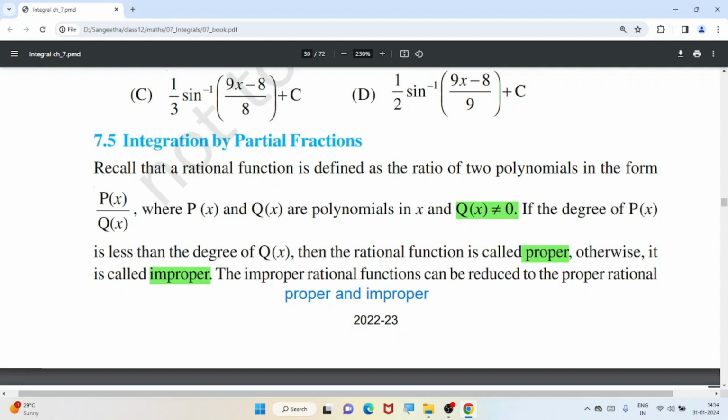So what is proper and improper? If the degree of p of x is less than the degree of q of x, then it is a proper rational function. The degree of p of x should be less than that of q of x. Then it is proper, otherwise it is improper.